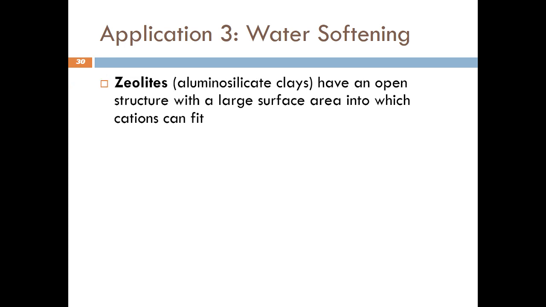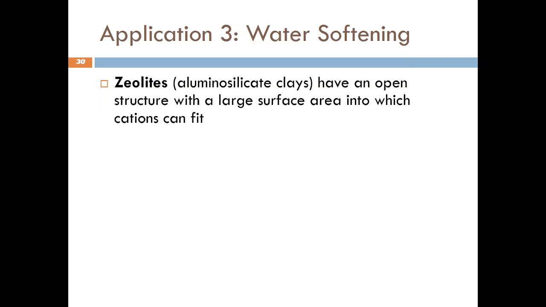All right. One of the silicates that you can use is called zeolite, and that's something that's introduced in the stage 2 chemistry course. So yeah, we'll talk about that. It is an aluminosilicate clay that has a lot of open structure, so it's porous.